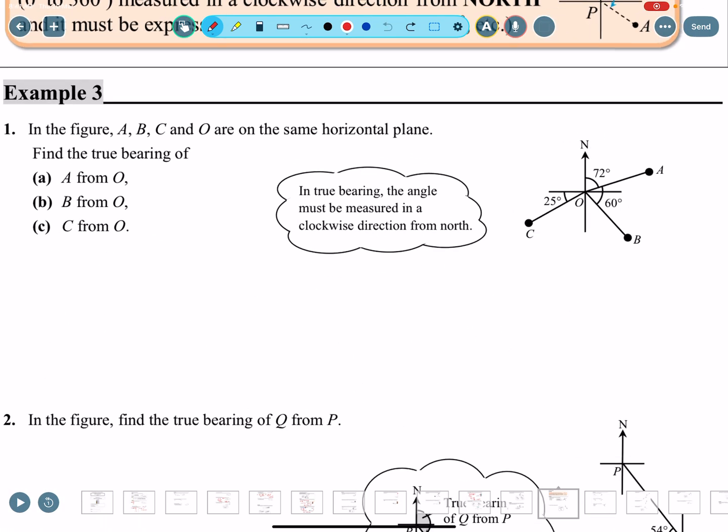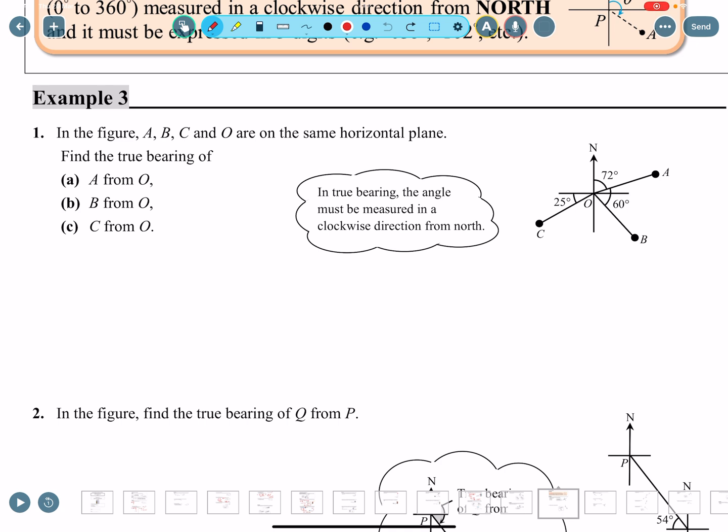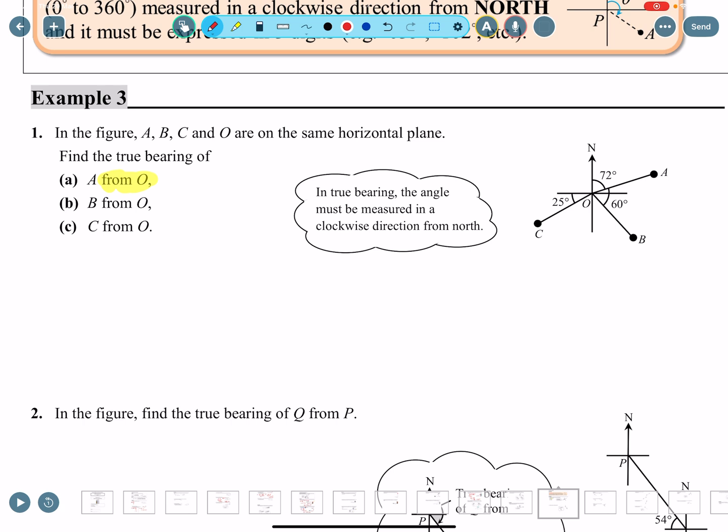Okay, so let's just start the questions. Example 3. It's very important to note that "from O" is a very important hint to tell you where to take reference from. So when they say from O, you are at O. You're gonna look at the direction of A and find the bearing for that. So at O, you're looking at A. You get this much angle from north, that's 72 degrees. So the true bearing of A from O is 072 degrees.